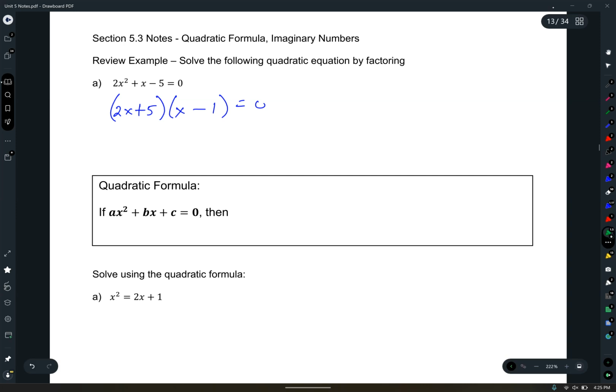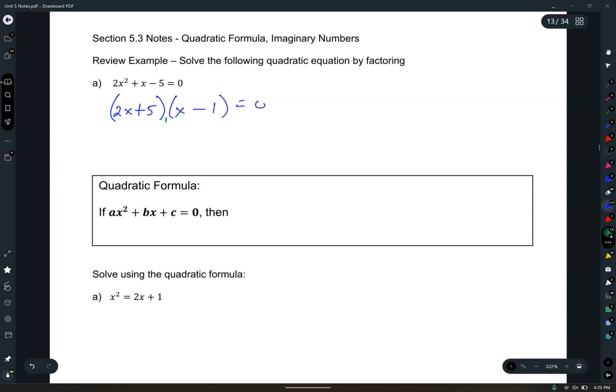So I have to check it. Let's see, on the outer, I'm going to have negative 2x. And on the inner, I'm going to have 5x. That's not going to work, right? That's not going to give me the 1x in the middle. So let's toss that. The only other option is to switch the 5 and the 1.